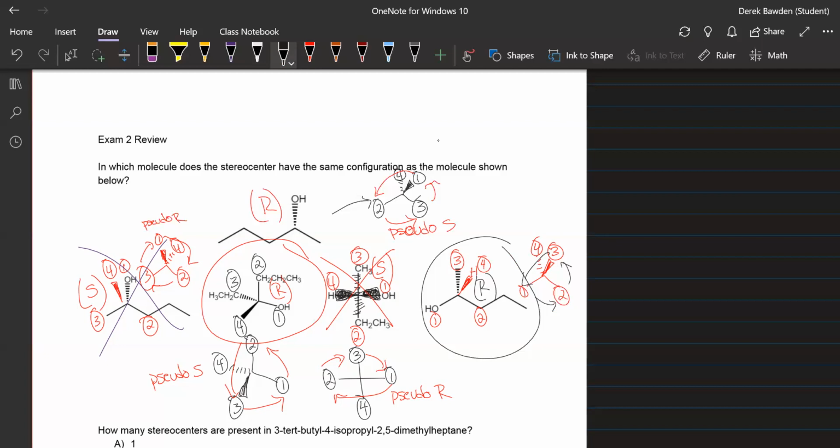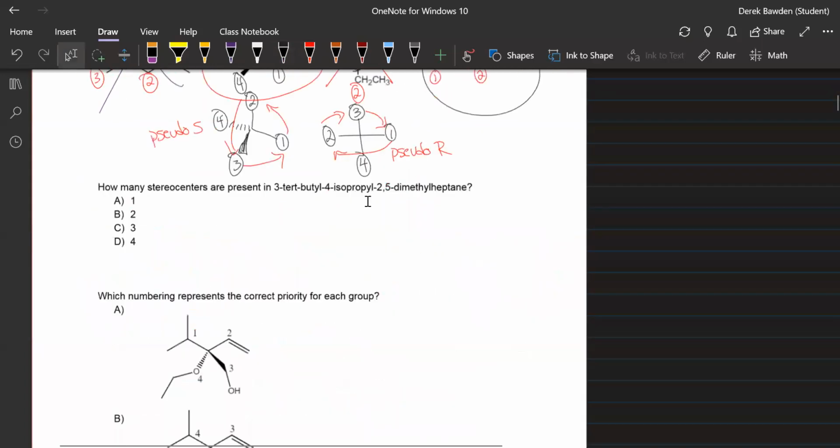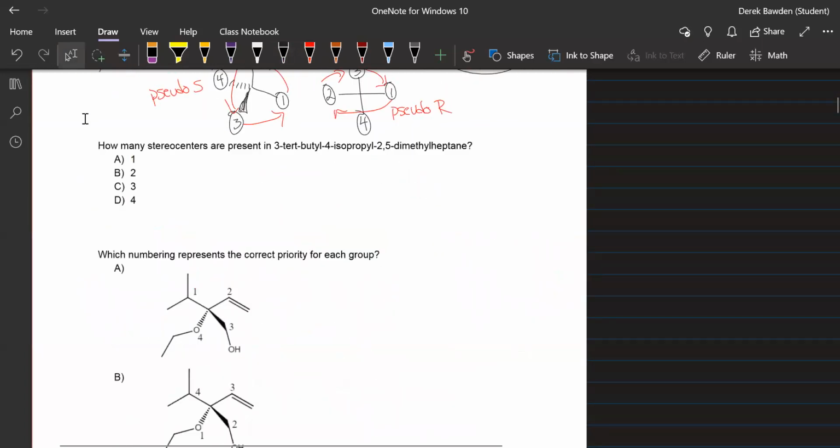All right. Moving along. How many stereocenters are present in 3-tert-butyl, 4-isopropyl, 2,5-dimethylheptane? Now that sounds like a mouthful, but we just need to break it down. So what is our parent chain? How many carbons long? 7. Perfect. We're going to draw a 7-carbon chain.